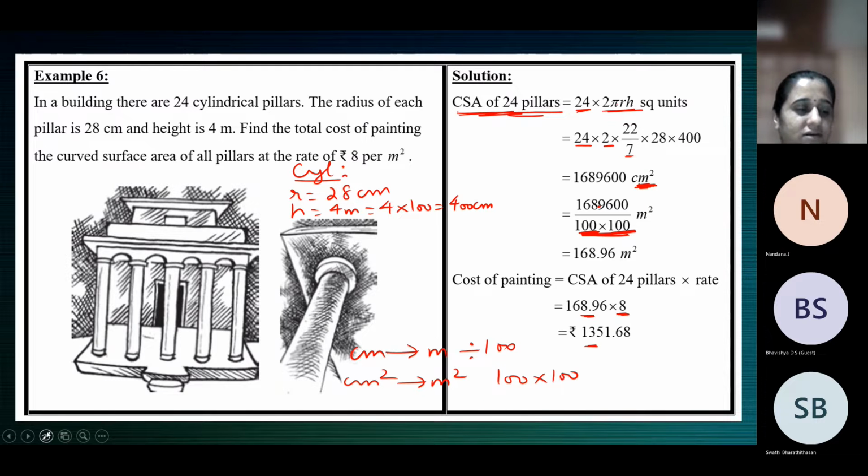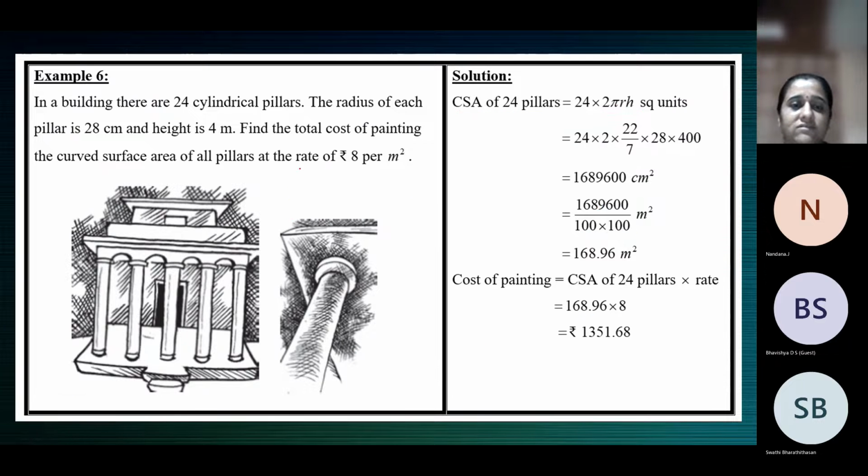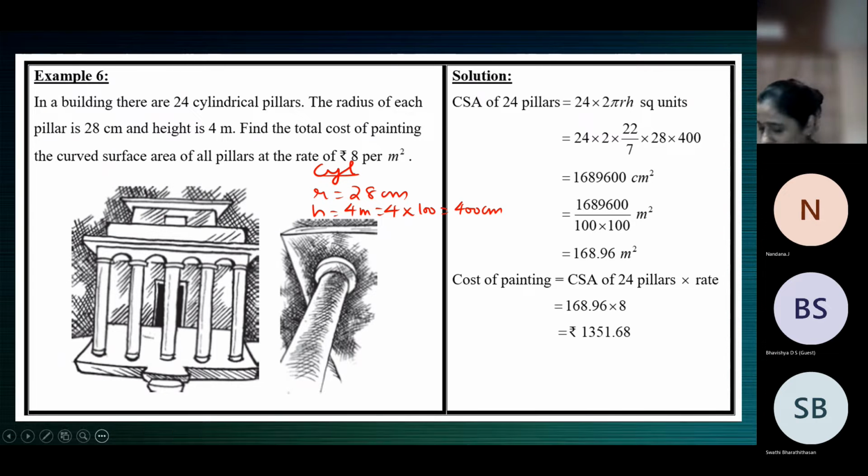Please write down, children, and do ask me if you have any doubts. Please start like this. Write cylinder. Radius is equal to 28 centimeters, which is given. Height is equal to 4 meters or 4 into 100 centimeters, 400 centimeters. Please write this and then start writing the answer. Go through the answer, understand, and then write down.